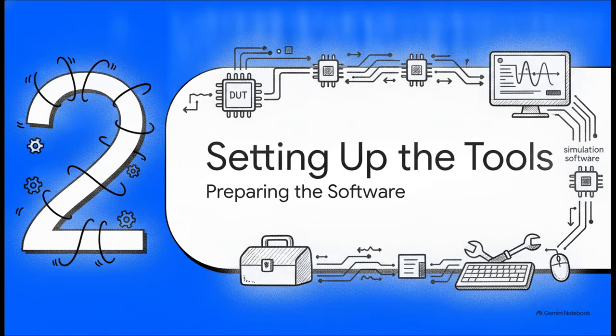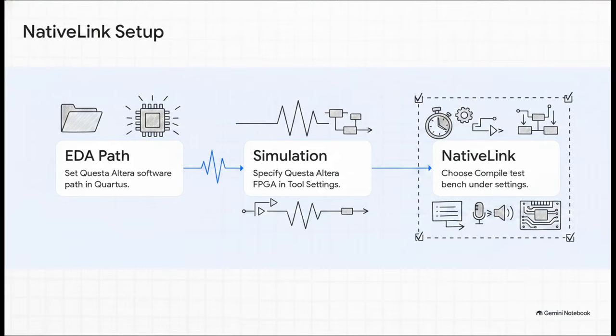Section 2. Setting up the tools, preparing the software. Now, before we can start writing code to test our DUT, we just have to quickly make sure our software environment is configured to bridge the code and the actual simulation software. We're going to be using Intel's Quartus software to manage our project and a tool called Questa to run the simulation. To get them talking to each other, we use NativeLink, which basically lets us launch Questa straight from Quartus.